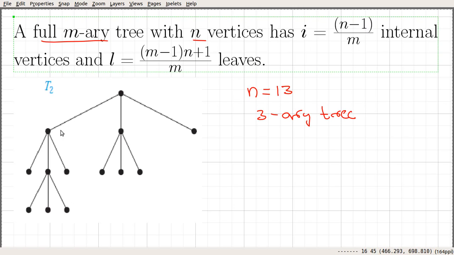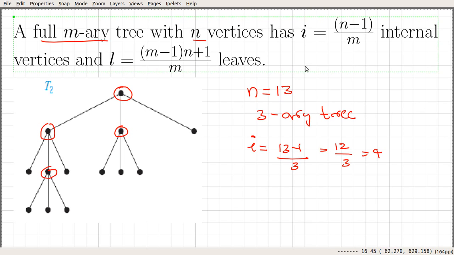Okay, so the number of vertices is 13, and it is a 3-ary tree. The number of internal vertices, if you believe in this particular statement, will be (13 minus 1) divided by 3. That is 12 divided by 3, which is equal to 4. So let's count the number of internal vertices: 1, 2, 3, 4. So this particular thing holds for this tree.